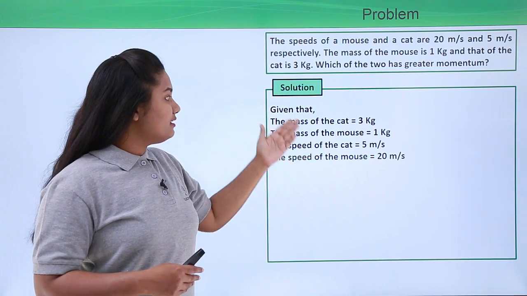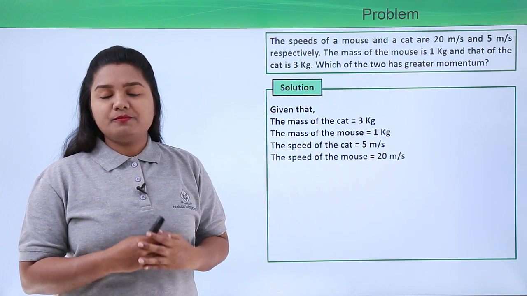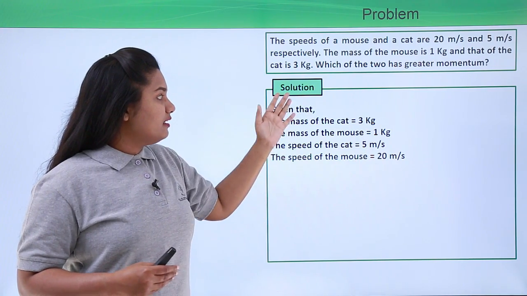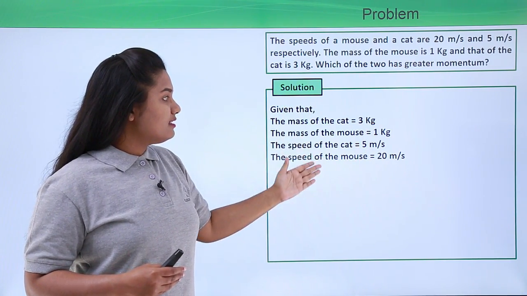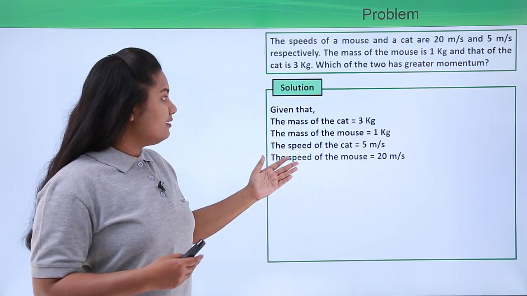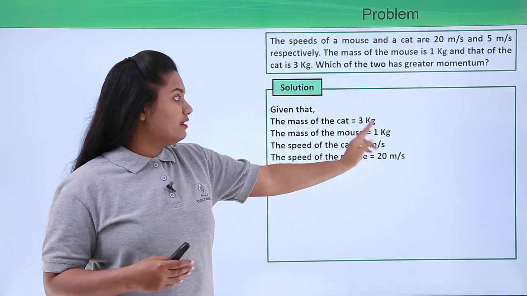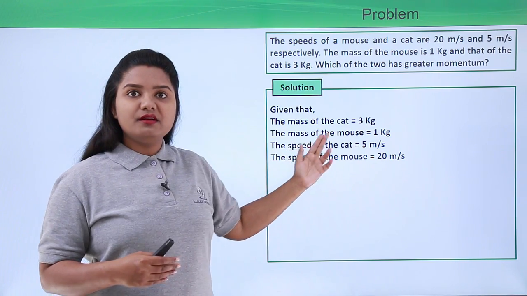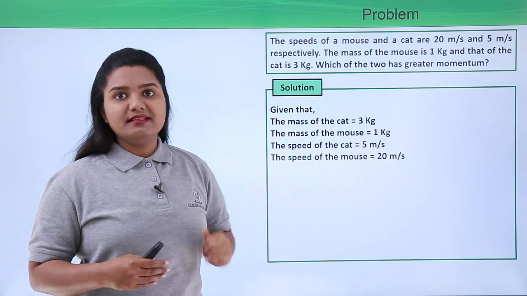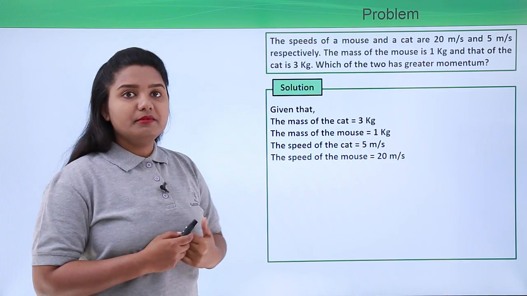Now that we have listed everything that is given in the question, we'll go to the second step of problem solving, which is just checking whether all the things given by the question are in SI units or not. So here we see that everything is in SI units, because the masses are given in kgs and the speeds are given in meters per second. So we don't need to convert any of these things, and we'll proceed to solve this problem.